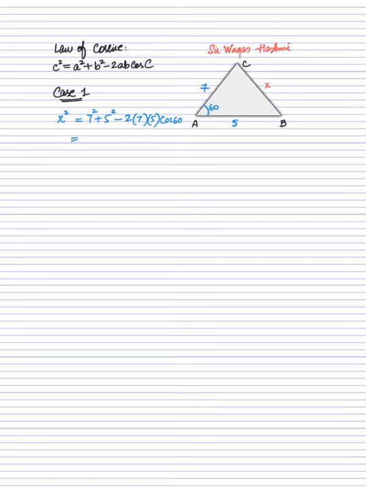After that, you need to solve it. 7 square is 49, 5 square is 25, minus 2 sevens, 2 fives are 10, 10 into 7 is 70, cos 60 is 1 upon 2. Furthermore, 70 divided by 2 will be 35, and 49 plus 25 minus 35 will be 39. On the left side you have x square. You need to eliminate the square, so you need to apply the root on both sides. So finally x equals root of 39, that will be 6.24, and that is your answer. So that's how you apply the law of cosine.